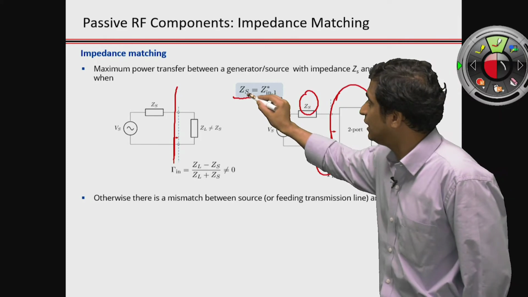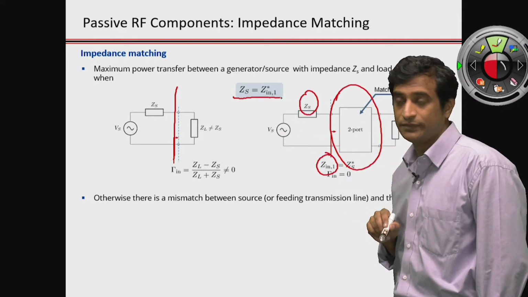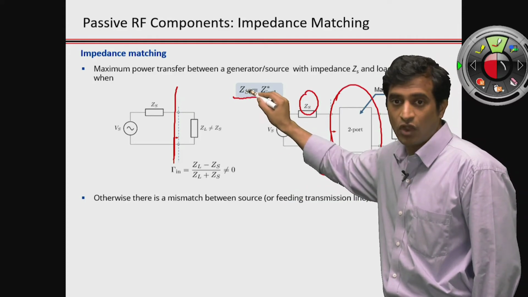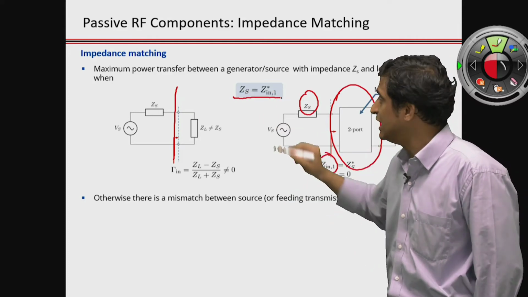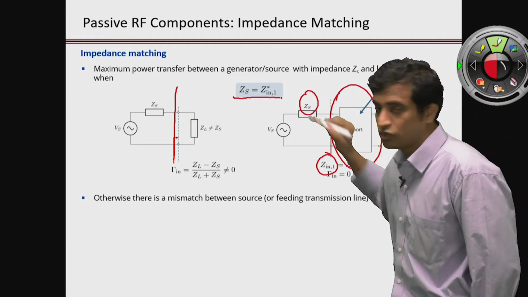That means the real part of the source impedance must be the same as the real part of the input impedance. The reactance of the source impedance must be the negative of the reactance of the input impedance. It is important to note the conjugate there.